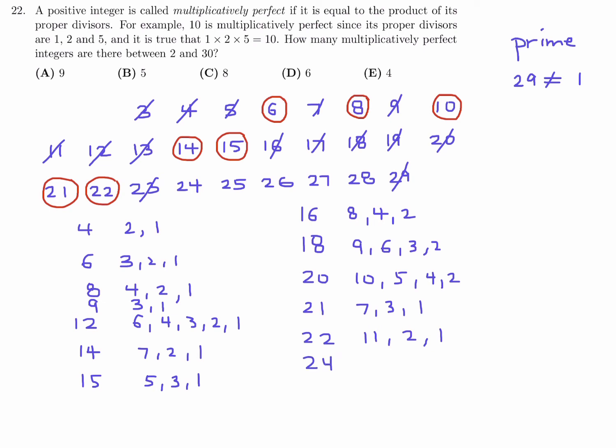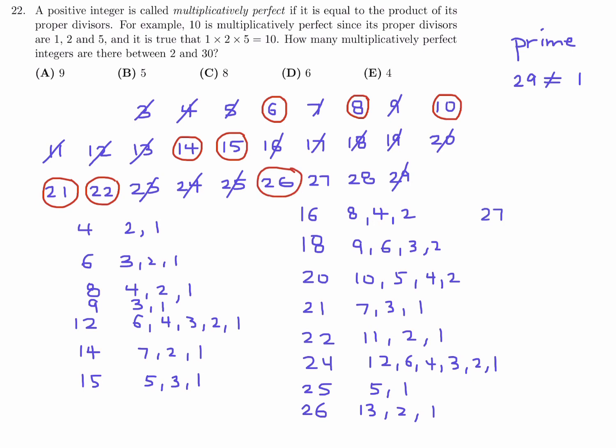24, its factors are 12, 6, 4, 3, and 2, and 1. And obviously, when you multiply those, you get much greater than 24. 25, its factors are just 5 and 1, and that won't work. 5 times 1 is just 5. 26, its factors are 13, 2, and 1. When you multiply those, you do indeed get 26. So that's one to include.